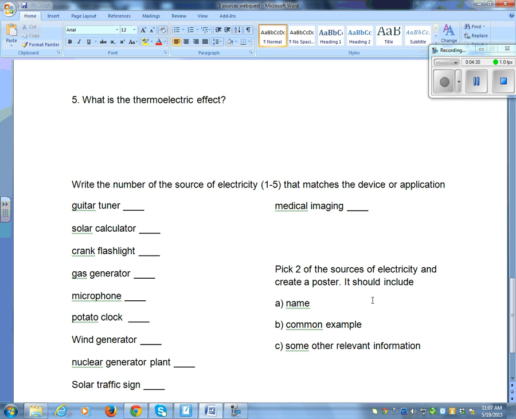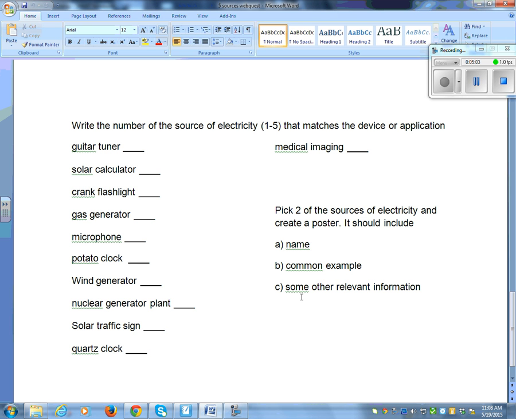Okay, so the thermoelectric effect is when you have two different metals side by side and you apply heat to them, they generate electricity. That's the easiest explanation I can give you. It's used in thermometers in dangerous situations, that kind of thing. Not real common. I'm not going to expect you to know that one. Applying heat to two different metals, you get a little bit of electricity. But you should be able to do this.